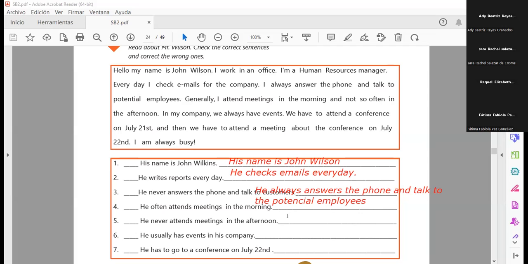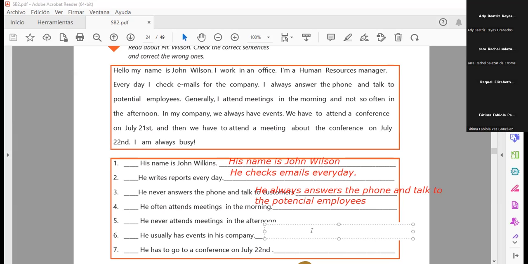Number five, he never attends meetings in the afternoon, is correct, yes or no? Yes. It's correct. Number six, he usually has events in his company. It's false, because he always has events in his company. Yes. Okay, always. But I was thinking about number five. You say that is correct, right?